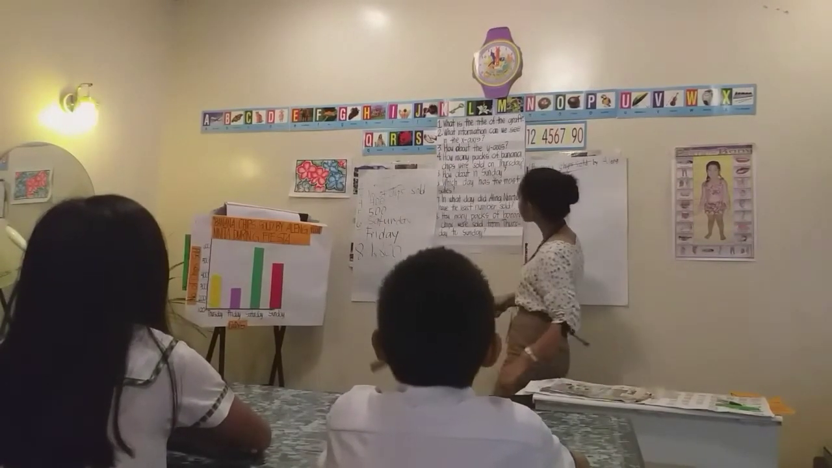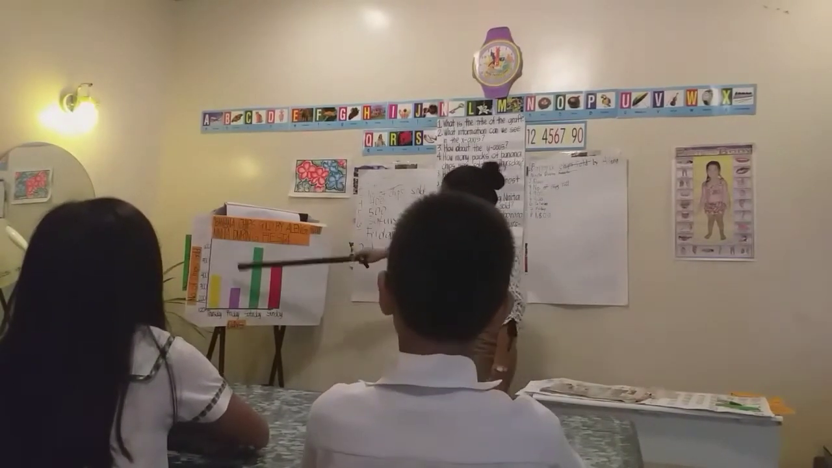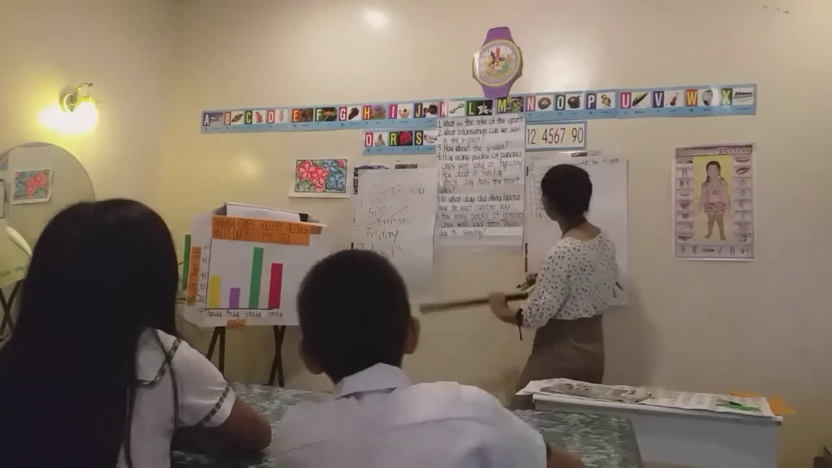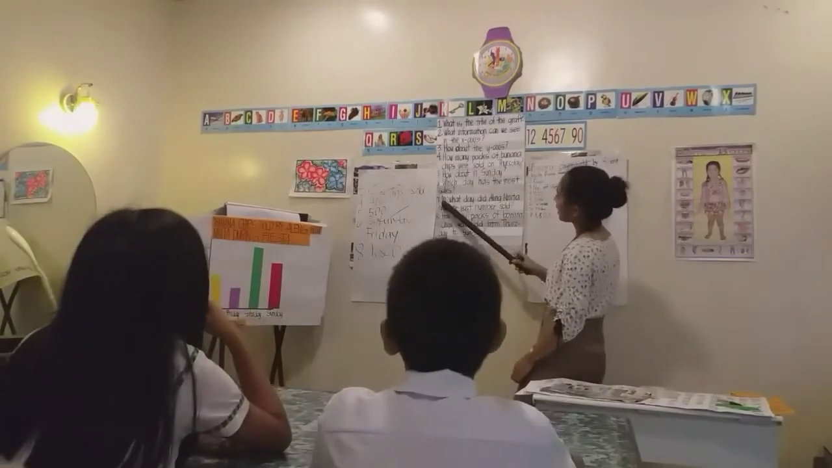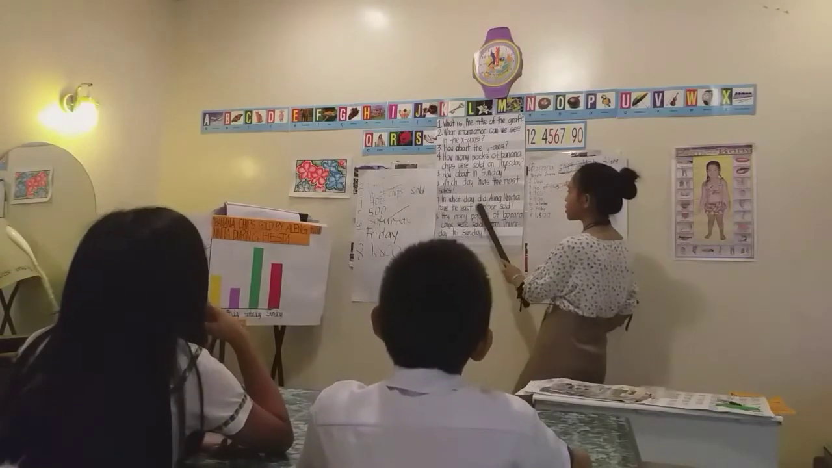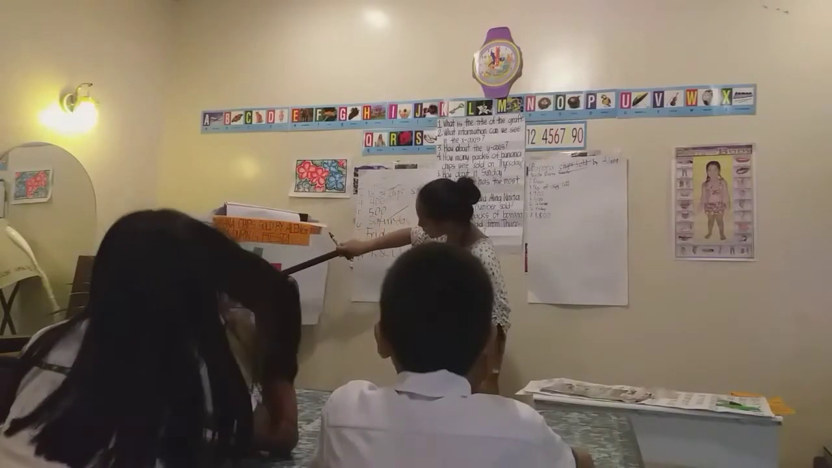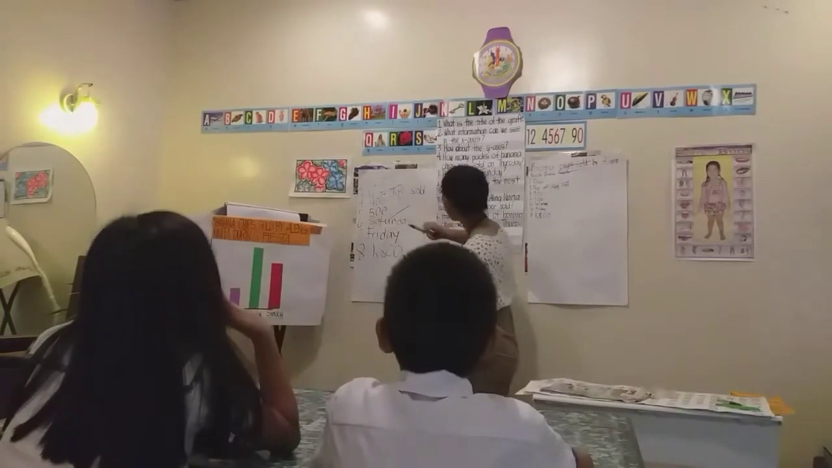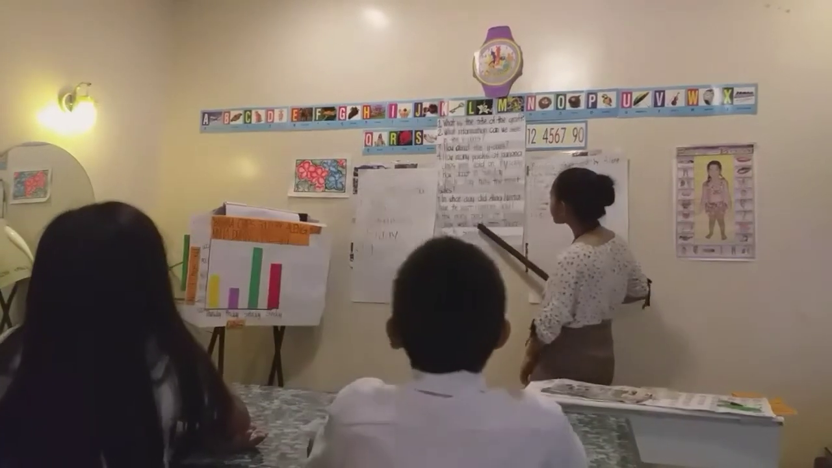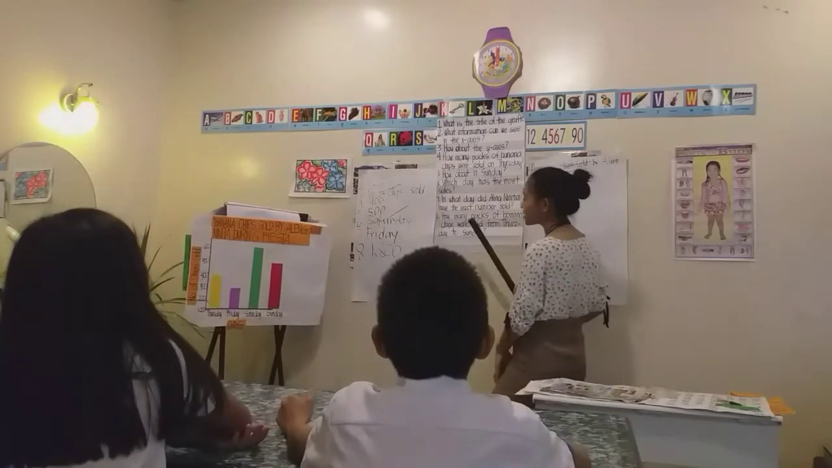Number six. Which day has the most sales? Saturday. Very good. Seven. On what day did Aling Ninita have the least number sold? What is the least number sold? Friday. Very good. Number eight. How many packs of banana chips were sold from Thursday to Sunday?